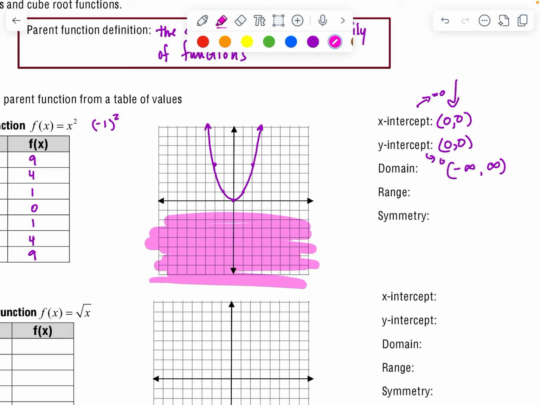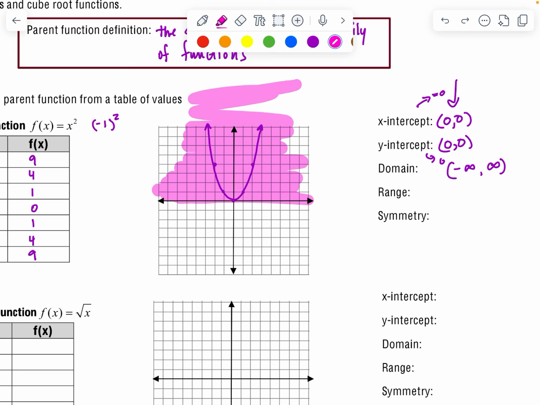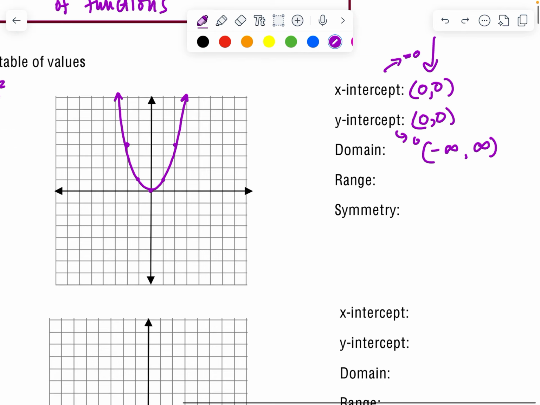Range, however, remember I said it's a scan from bottom to top. Notice that none of the negatives actually fill in. Remember, anything in pink you don't copy down. Our y values actually start at 0. So the moment we hit the x-axis, we start getting points, and it goes up infinitely beyond our graph because the arrows imply that. So we could say our range starts at 0, including it, and it goes to positive infinity.